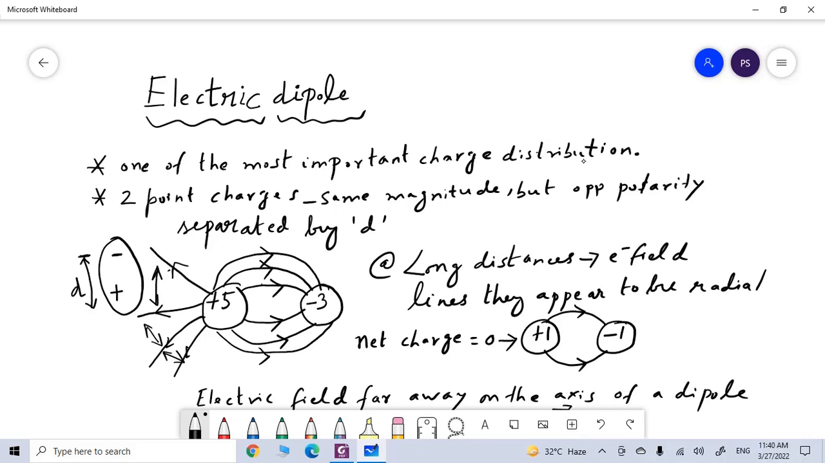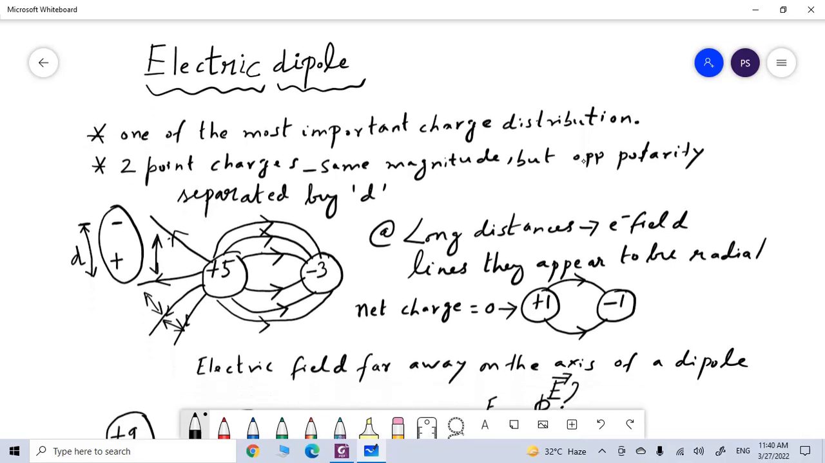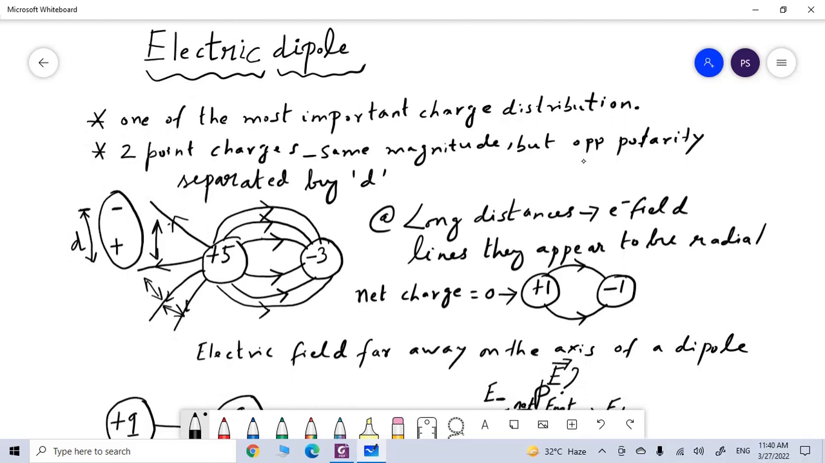Now, sometimes the net electric charge on a dipole is 0. Supposing we have a couple of charges, one is, let us say, plus 1 and the other is minus 1, then the net charge has to be 0. But if you sum up the electric field due to these two charges, the electric field is not 0. The electric field is being felt, and that is where the whole thing becomes interesting.